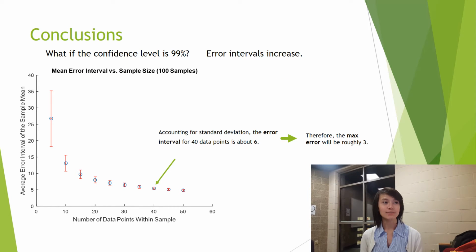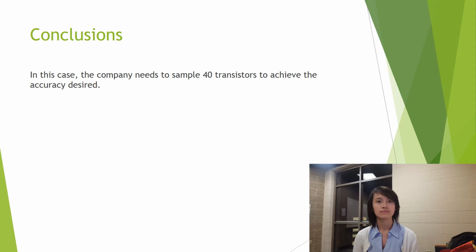The same sort of analysis can be applied to various confidence levels. Say we were to increase the confidence level to 99%. We can repeat the process. Again, we find a point with an error interval at around 6. Again, this will give you a max error of roughly 3. As seen in the graph here, this point occurs when we have roughly 40 data points within a sample. So in this case, the company would need a sample of 40 transistors in order to achieve the accuracy desired. This is to be expected when increasing the confidence level.